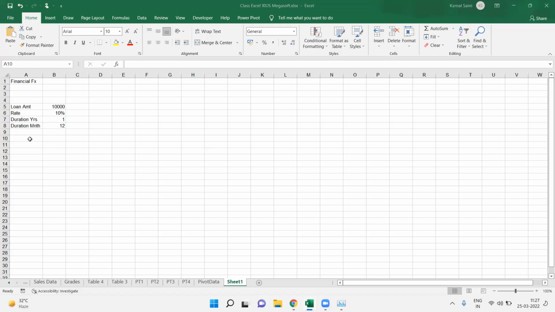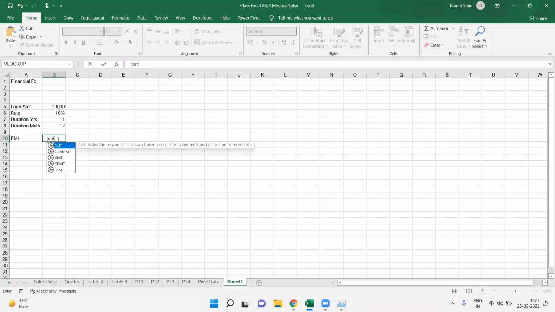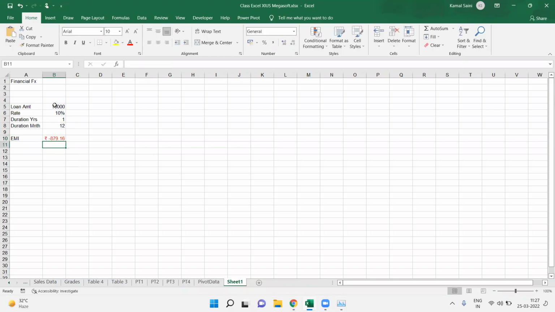So find out the EMI. Now, how to get the EMI? The function to be used is PMT. That is, first is a rate of interest. Now, this rate of interest is per annum, but we calculate the EMI on monthly basis. So divide this number by 12. N per refers to total duration in months. PV refers to the principal value. Once we close the bracket, we get the output. So 879 is the EMI.